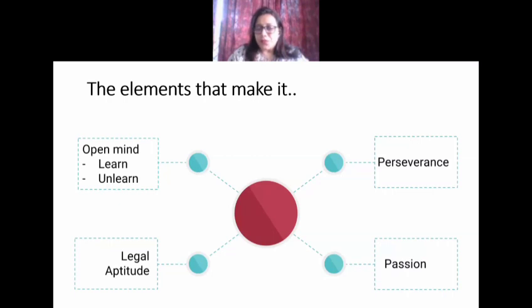For perseverance, we could always say that the researcher should have it in her, but then the mentor, the guide, can add a lot of motivation, which can keep the perseverance going. And legal aptitude, I had mentioned, along with it should come the passion. Passion, there is no substitute for passion.